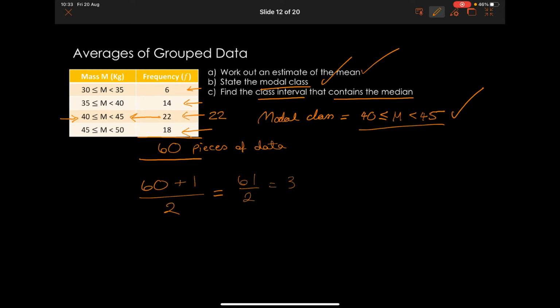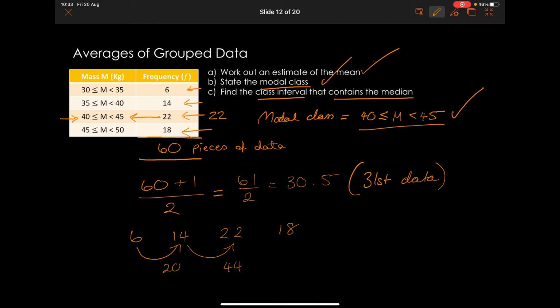That's 30.5, so we find the 31st piece of data. If we have 6, 14, 22 and 18, we do 6 add 14, which is 20. And then if we add 22, it gives us 44. So it would actually fit somewhere in here. So that's within the third. Can you see? 6, 14, 22. It's in the third bracket.